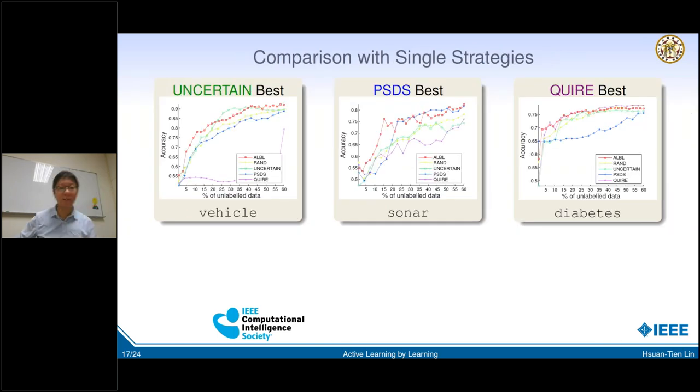So that's about the design of our algorithm. Let's look at some results here. Now I'm showing you again three different data sets. In the first data set, the green one, uncertainty sampling is the best. The second data set, the blue one, PSDS is the best. The third one, choir, the purple one, is the best. That's before using the active learning algorithm and when we are comparing random, uncertain, PSDS, and choir. Now we have our active learning by learning algorithm. That's the curve shown in red.